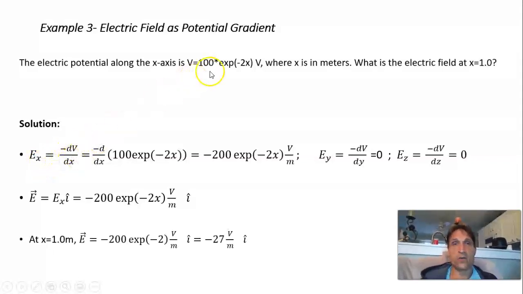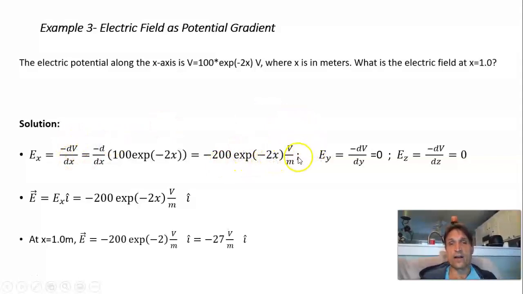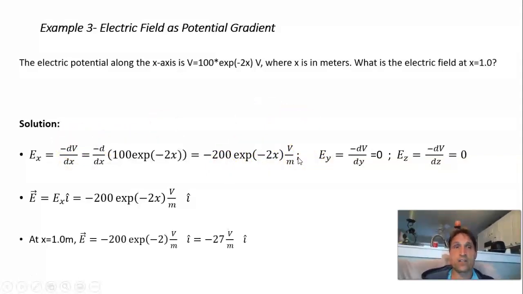If you take the derivative of this equation, it's equal to 100 times the derivative of an exponential, which is just negative 2 e to the negative 2x. That brings out a negative 2. And so this gives us the mathematical equation for the x component of the electric field. It's just negative dV/dx, so it's negative 200 e to the negative 2x. V is in volts, x is in meters, and the electric field is in volts per meter, as it should be.